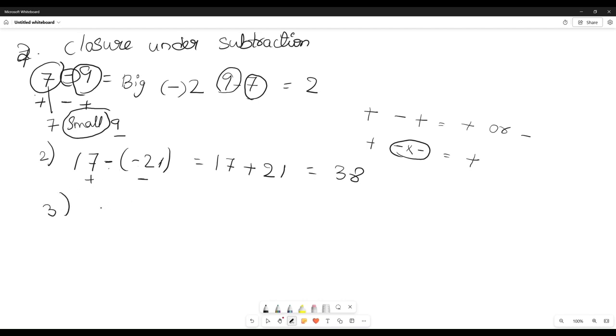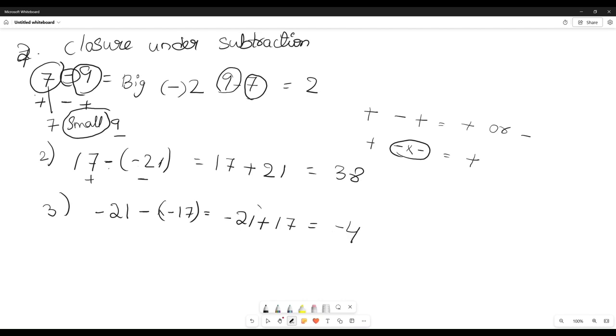Let's see the third example. Both are negative numbers we are taking. Minus 21 minus of minus 17. We get minus 21 as it is. Again we have minus into minus, so we get the positive sign. Here we have 17. Minus 21 plus 17. What do we get? It is minus 4.